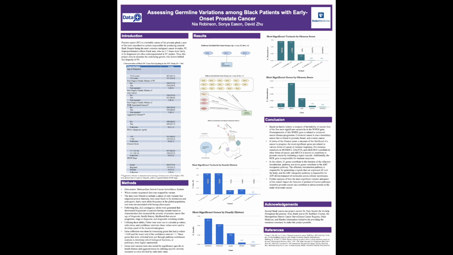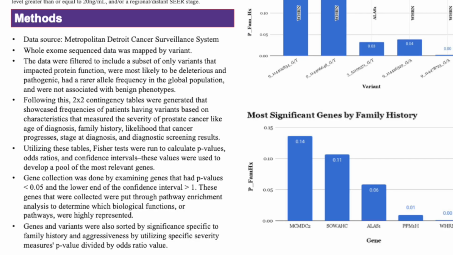So ultimately, our project aims to examine the underlying genetic risk factors behind this disparity of prostate cancer, and this table below looks at the characteristics we're looking for in patients with prostate cancer for the study. So our data was whole exome sequenced, and we derived it from the Metropolitan Detroit Cancer Surveillance System. Our data frame was mapped by variant, but one issue we had was that we had too many variants, and we wanted to look at those that were most relevant.